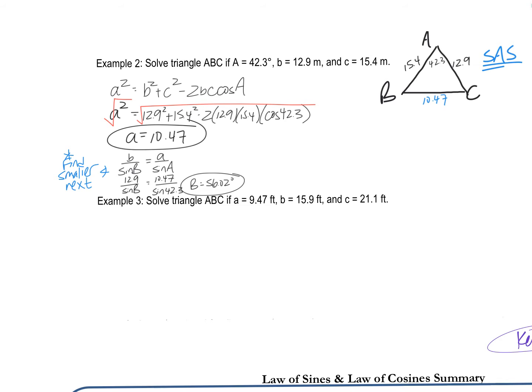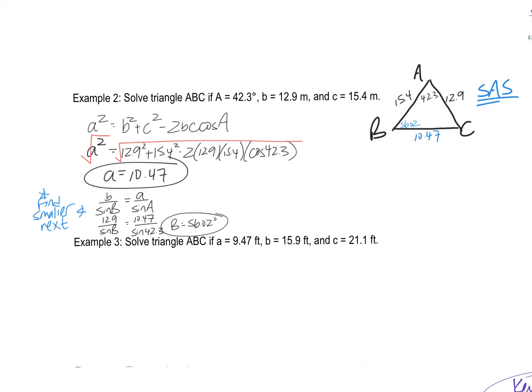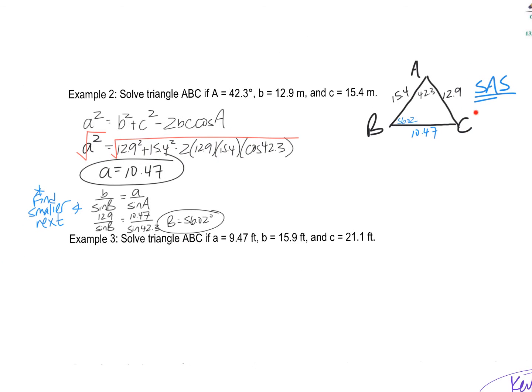The last thing we need to do, what I found now is B is 56.02. That goes here. Now I have almost all the missing information. The only thing I'm missing is angle C, and that's really easy to find. You just do 180 minus the given angle minus angle B. Okay, so the last thing that we have is we're just going to find angle C.